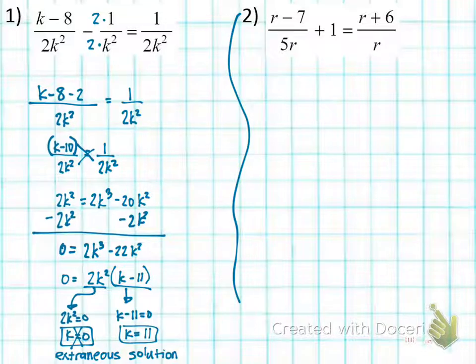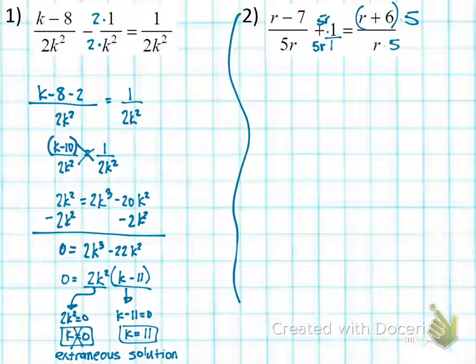Number 2, we got r minus 7 over 5r plus 1 is equal to r plus 6 over r. So the first thing I want to do is make sure I have a common denominator. This denominator is 1. So the common denominator I need is 5r. So I need to multiply everything so that it's equal to 5r. This one's 5r. This one is not 5r. I'm going to have to multiply this by 5r. And this by 5.